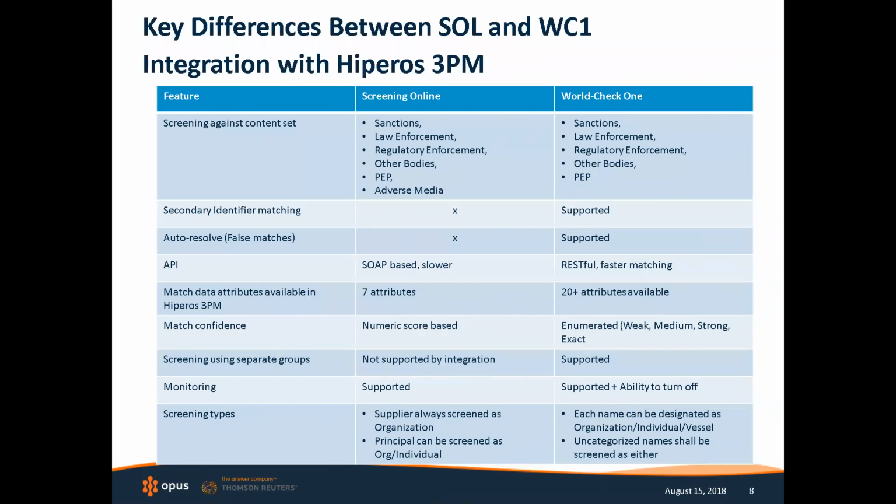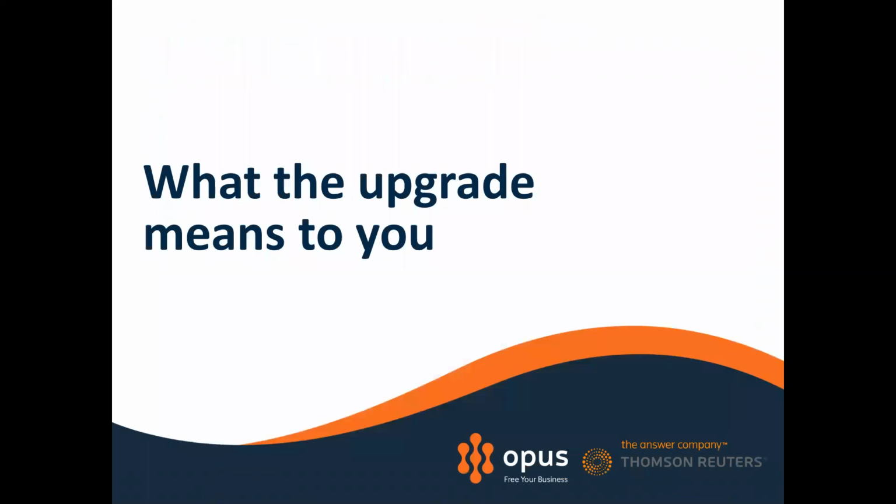We have expanded that capability now in the new integration, where you can designate whether a name is an individual, an organization, or a vessel. If you don't specify any of those, then the API just searches without those designations, but with those designations, you can actually apply the secondary identifiers to them. So that's in a nutshell some of the differences.